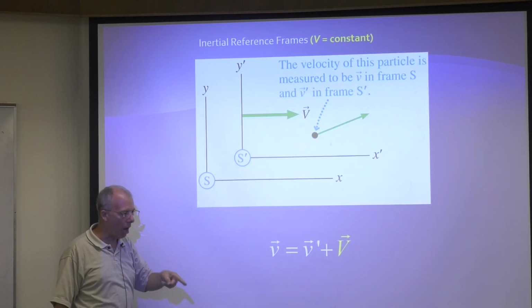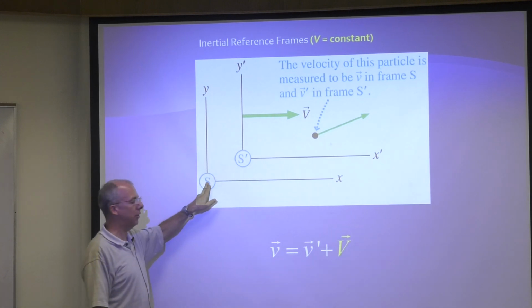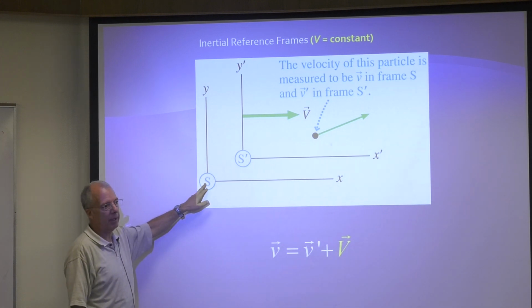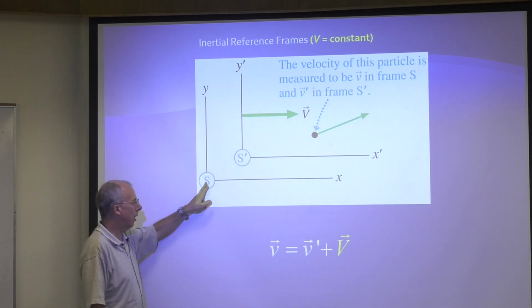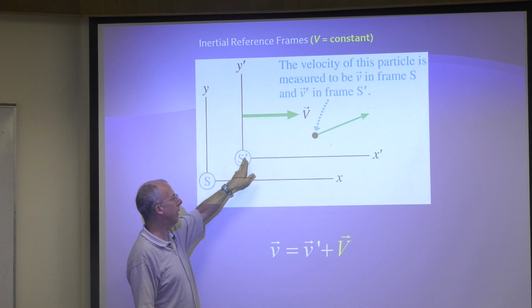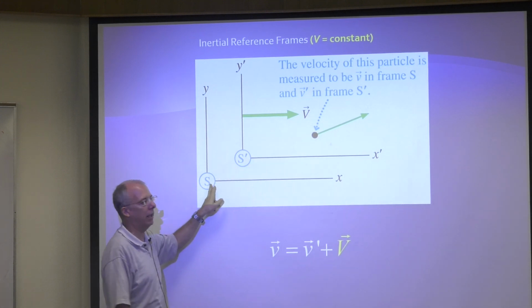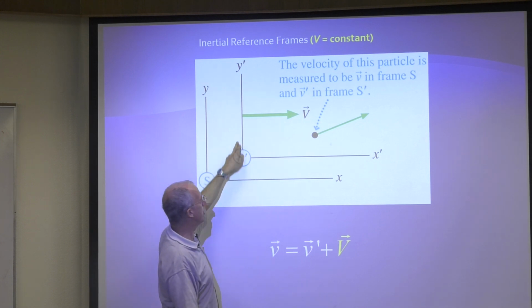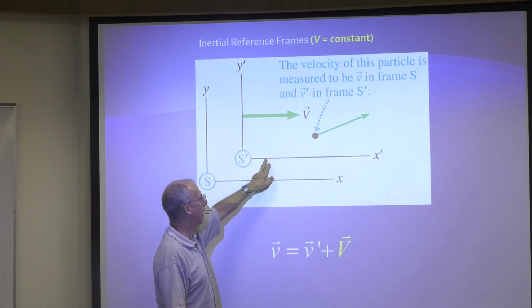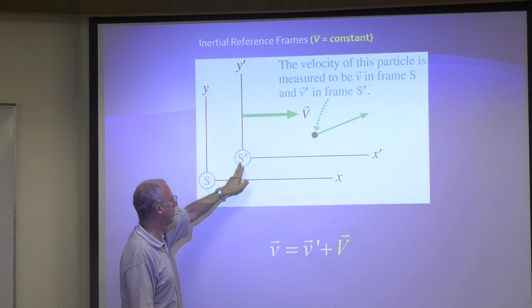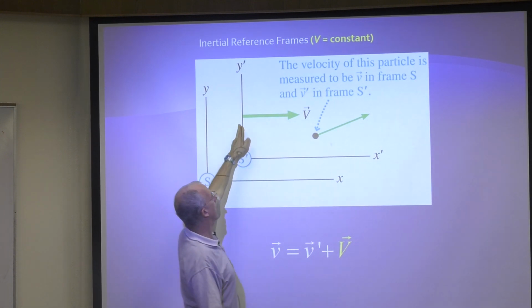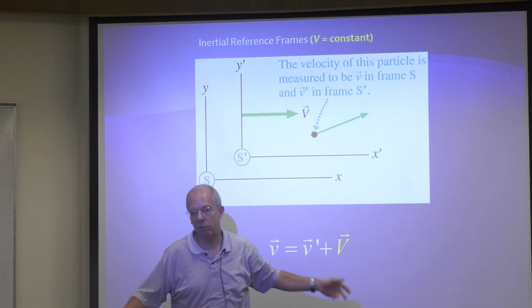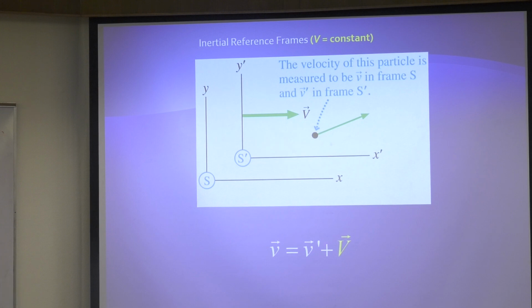Now, don't get caught. We know nothing about this reference frame. It doesn't have to be at rest. This could be a jet. This could be a different jet that's moving relative to this jet. We don't know. All we're saying is that the S prime reference frame is moving relative to the S reference frame with velocity v. That's all.